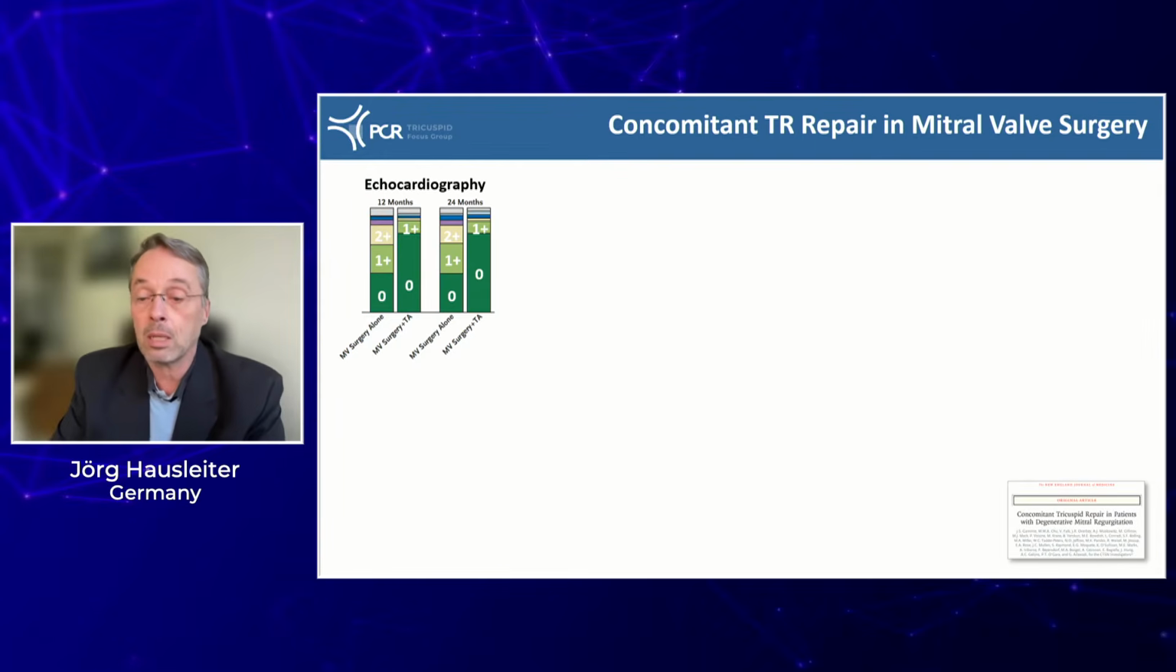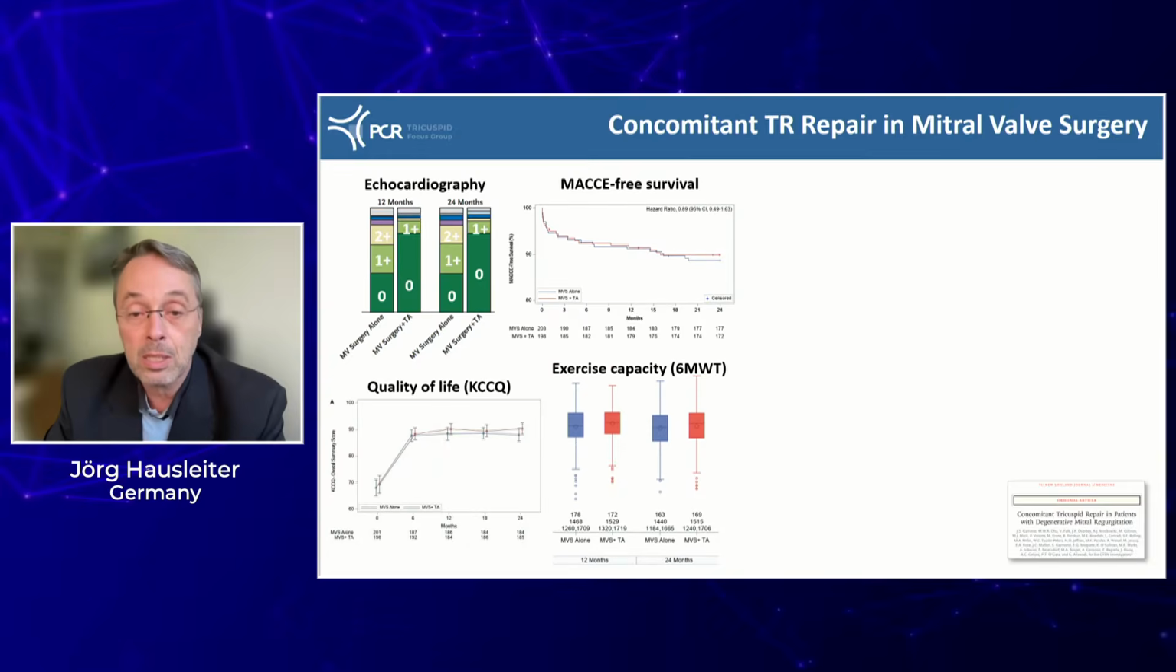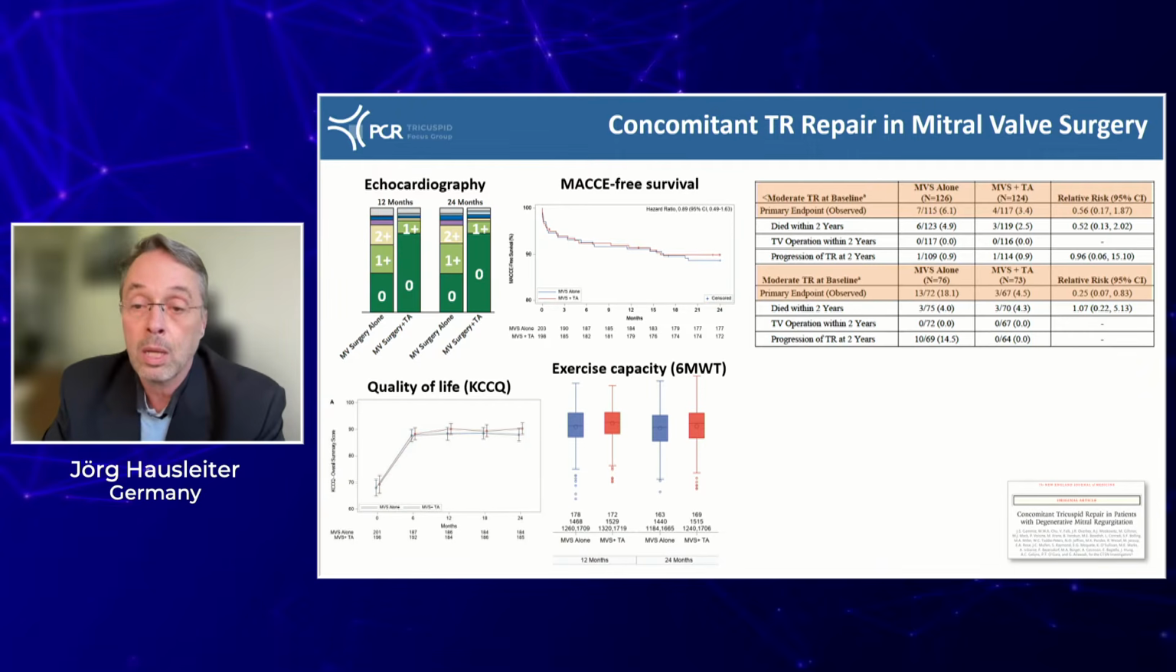There is a large randomized clinical trial published in the meantime, just evaluating this concept. And what they saw at 1 and 2 years, of course, there is less TR if you do a tricuspid annuloplasty. But these data did not translate into an improved survival, did not improve quality of life, and did not improve exercise capacity when we're looking at the entire patient cohort.